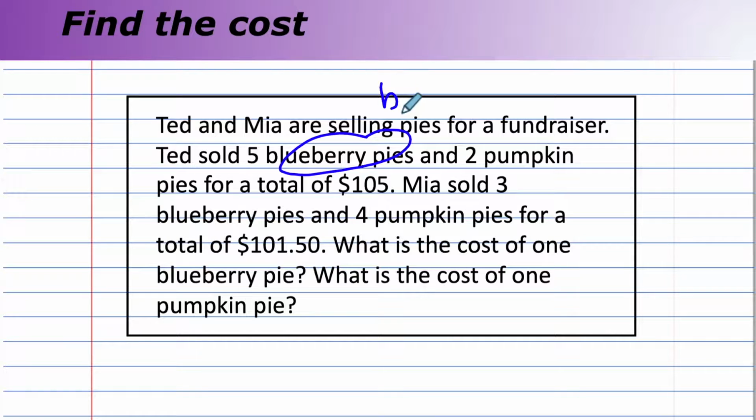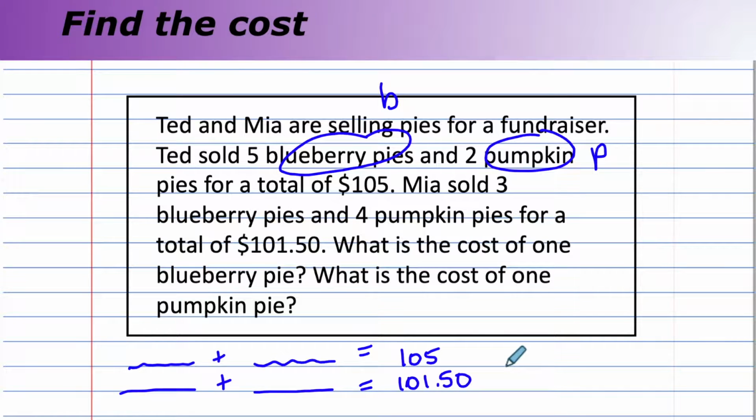We have blueberry pies and we have pumpkin pies. So if we think of it in terms of piles of pies, we could write 2 equations with 2 total amounts here. If we can think of the cost of blueberry pies and the cost of pumpkin pies to be a total of 105, as well as the same thing for the second equation, we'll have 2 equations and 2 unknowns.